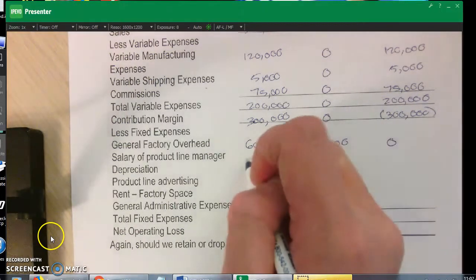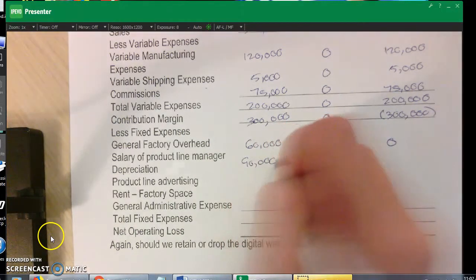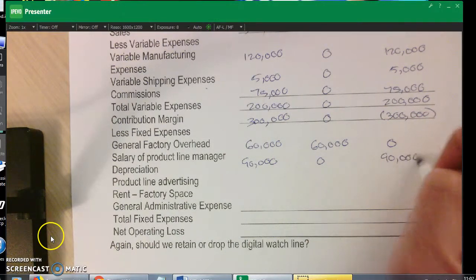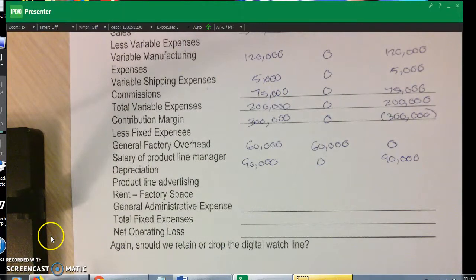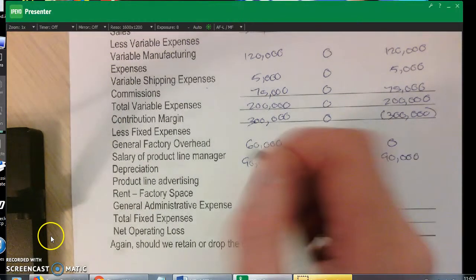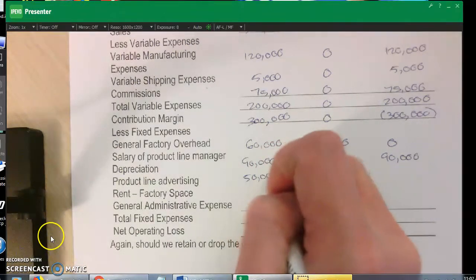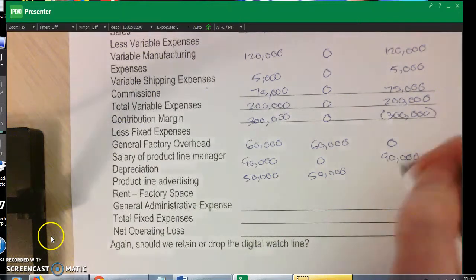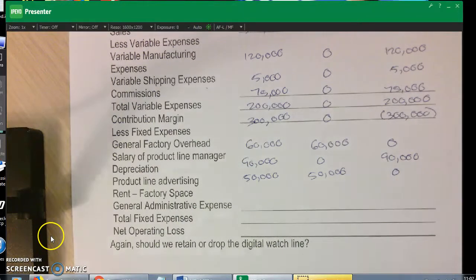The salary of the product line manager was $90,000. If we drop the line, we don't pay them. They're gone. We're going to have to lay them off, or as they once said at the company that I worked at, and I'm not kidding, you have been deselected. Rather than fired, you are deselected. Depreciation, $50,000, and we're going to say that's a sunk cost, and it's going to stick around because it did say old equipment. The differential is zero.